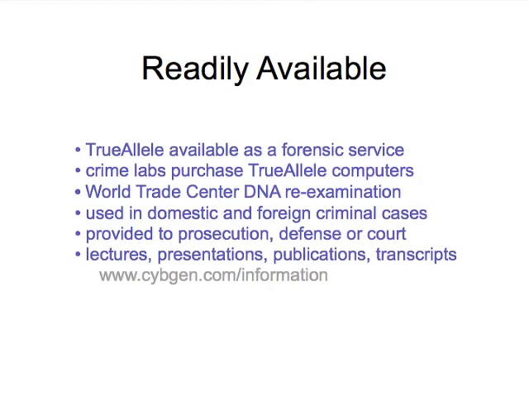TrueAllele is also readily available. If anyone needs this and you don't have it, if you're an attorney and you want a reading on some DNA data, you can call us. We have that. If your crime lab has it, maybe they're doing it already because crime labs, including Allegheny County, buy things like TrueAllele computers. We used TrueAllele in the World Trade Center to re-examine 18,500 victim remains, as well as 2,700 missing people, and compare them to help in identifying victim remains.